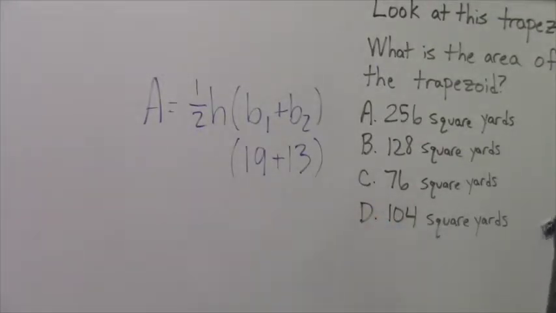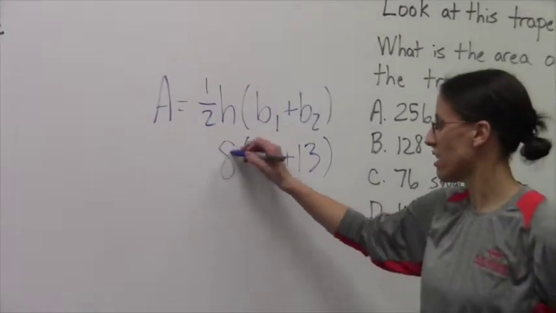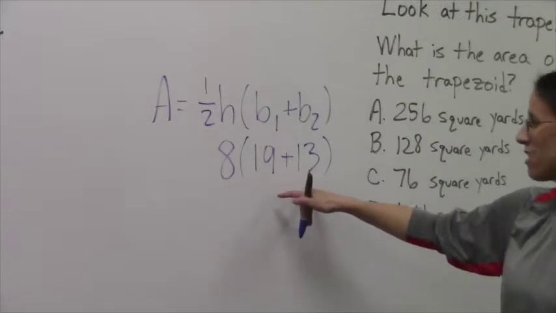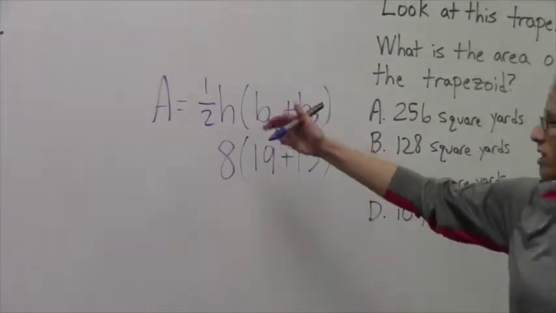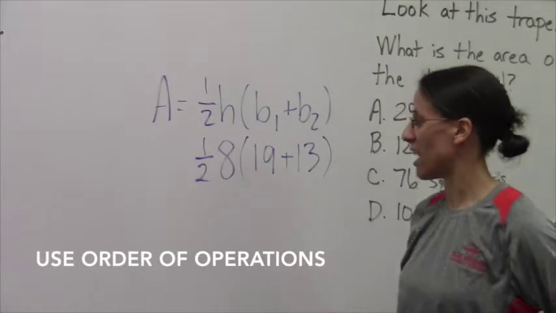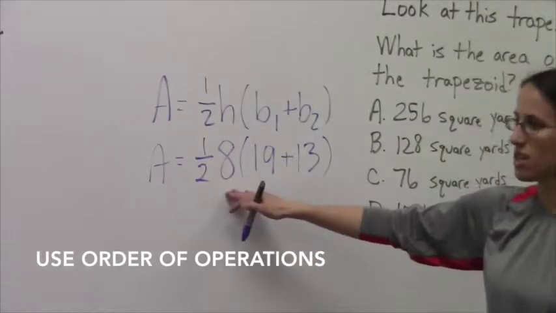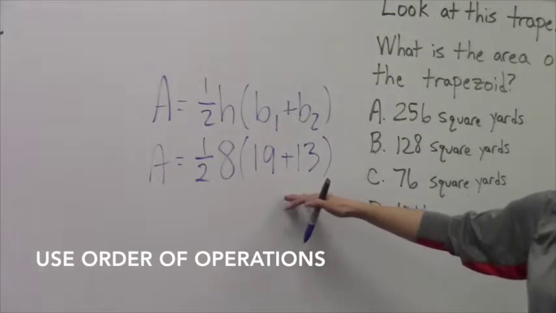And then I'm going to look at the height. The height is how tall the trapezoid is. And in this case, it's 8. So now that I've substituted in the height and I've substituted the 2 bases, I can bring down the rest of my formula and I can solve it out. So now I have area equals 1/2 of 8 times the sum of 19 and 13.